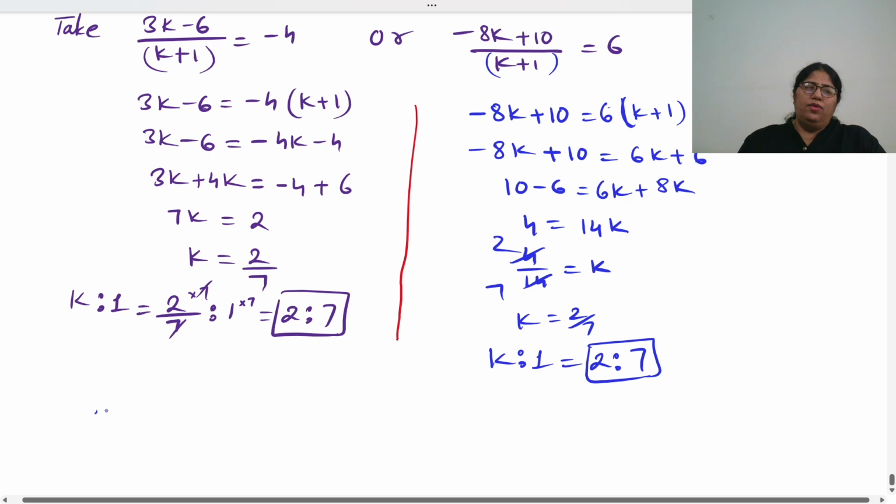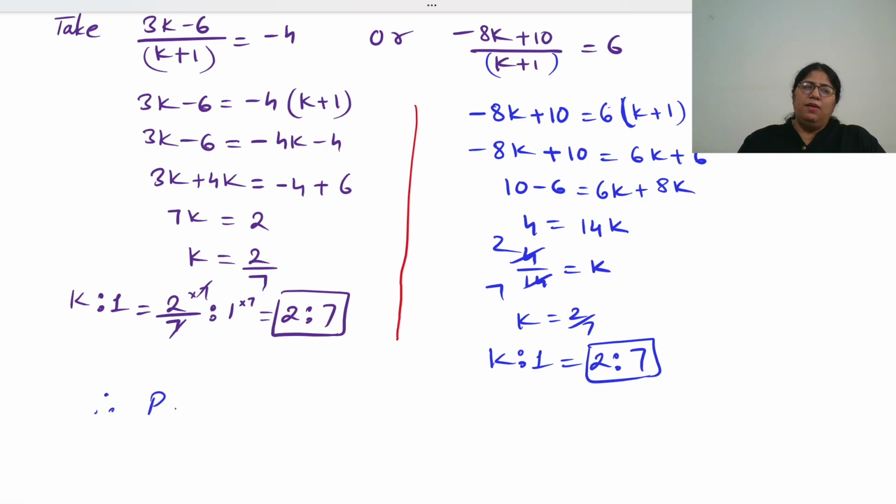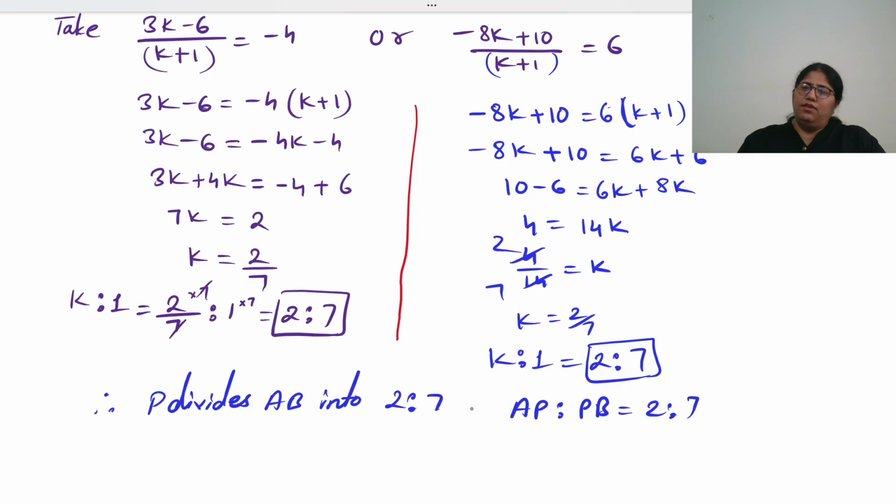So therefore you can conclude your answer: P divides AB into 2:7, or this means AP is to PB is going to be 2:7, right? So this is your answer. This is another type of question. In the first question the ratio was given and you were finding the coordinates of P. In the second question, the coordinates of P were given and you were finding the ratio, right?